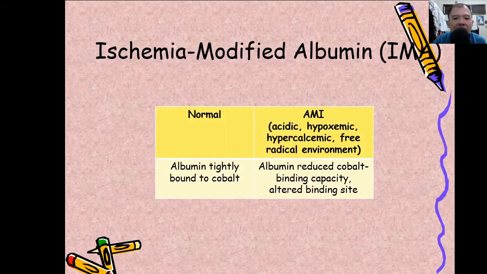Next is albumin. Albumin from the blood is affected when there is ischemia or infarction. Why? Because in normal cases, albumin is tightly bound to a mineral called cobalt. However, in acute myocardial infarction, where there is an increase in acidity in the blood environment, or low oxygen or high calcium, and you have increased release of free radicals, then the albumin has a reduced cobalt binding capacity.